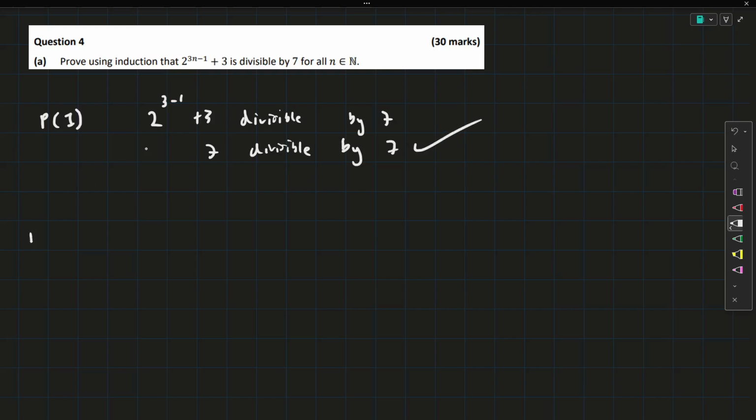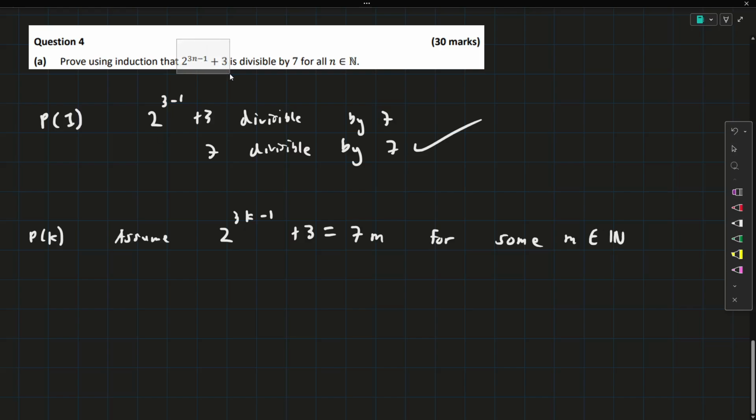So now what we do is we assume it's true for some number k. So that means we're going to assume that 2 to the power of 3k minus 1, plus 3 is divisible by 7. So in other words, I'm going to write it's equal to 7m for some m in the natural numbers. There's no point in saying the integers. It could be an integer, but this is always positive, so it doesn't really matter. This is how we can encapsulate it into an equation, which just makes life a little bit easier.